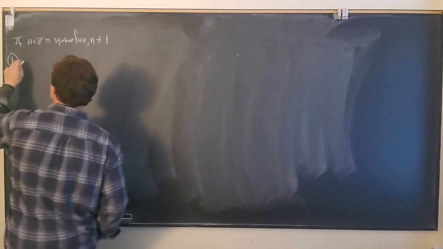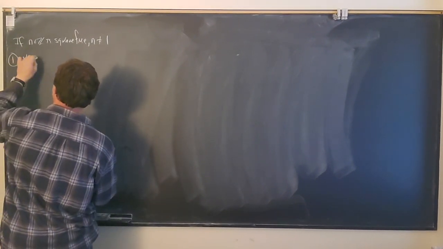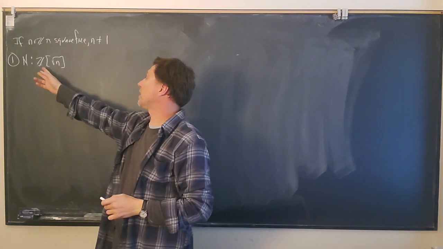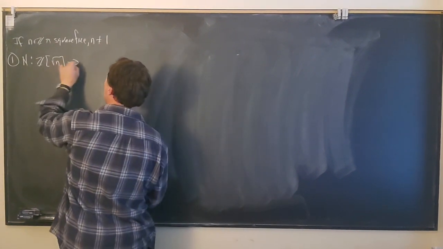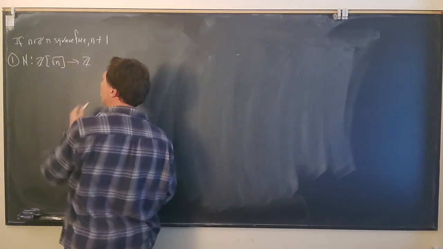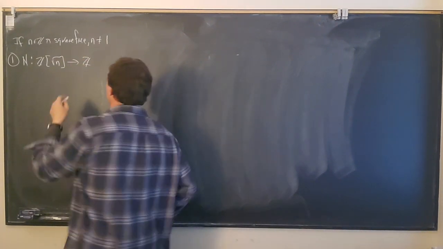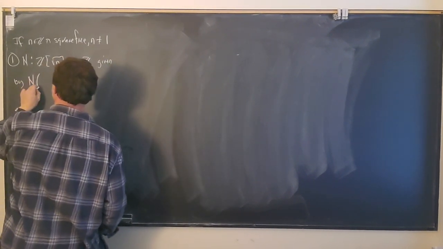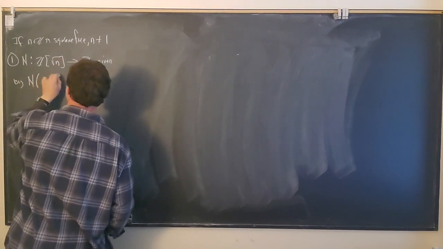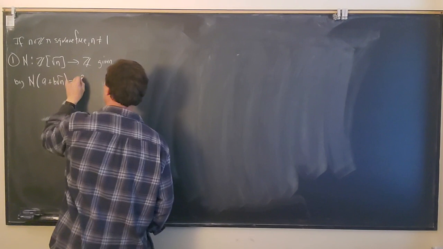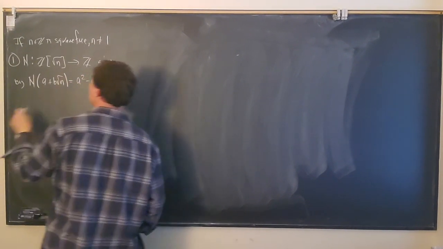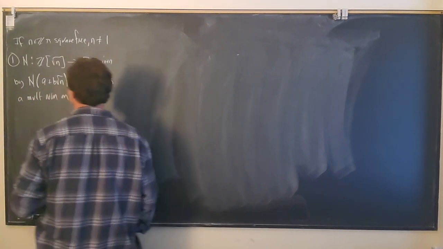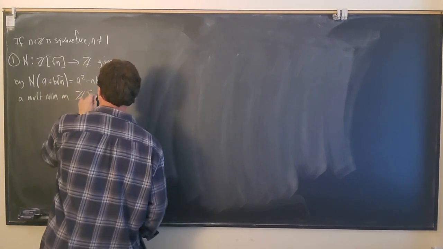First of all, we want to study rings of this form right here, Z bracket square root of n. And so capital N, which goes from Z bracket root n to Z, is given by N of a plus b root n equals a squared minus n b squared. This is a multiplicative norm on Z bracket root n.